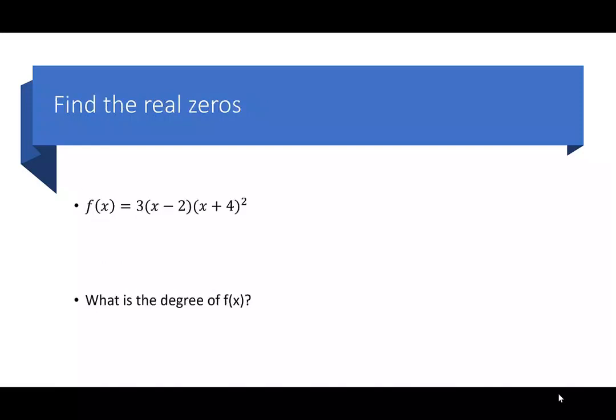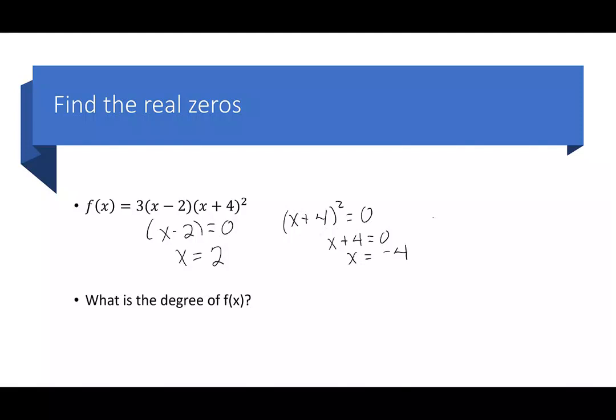Let's find the zeros of f of x is 3 times x minus 2 times x plus 4 squared. We'll take each of the factors, like x minus 2, set it equal to 0. We'll take the x plus 4 squared and set it equal to 0. X minus 2 being 0 says that x is equal to 2. If x plus 4 squared is equal to 0, then x plus 4 is 0, so we can drop that exponent. You can take the square root if you want, but really the square root of 0 is 0, so I'm just going to drop exponents all along, and I get x is equal to negative 4. So I have two zeros here. I have 2 and I have negative 4.